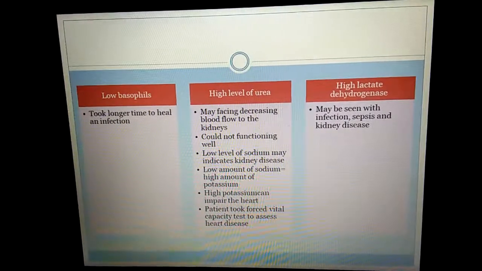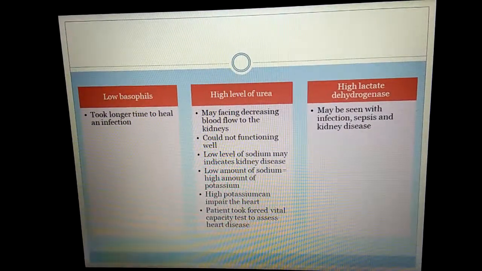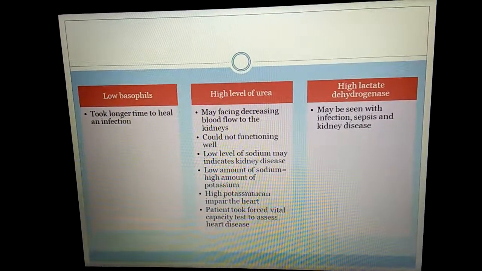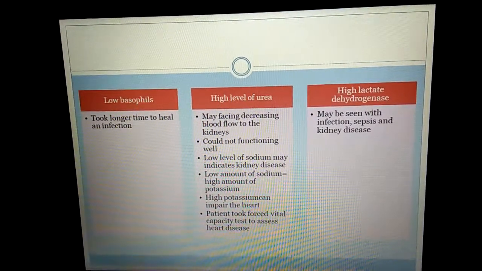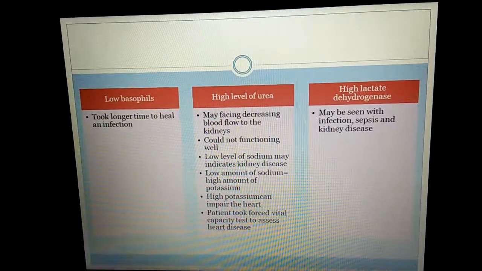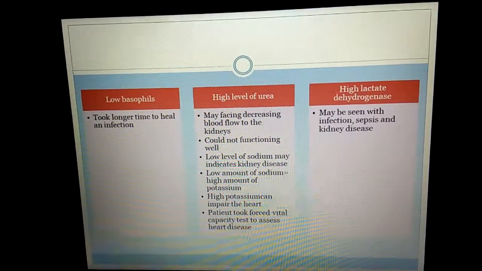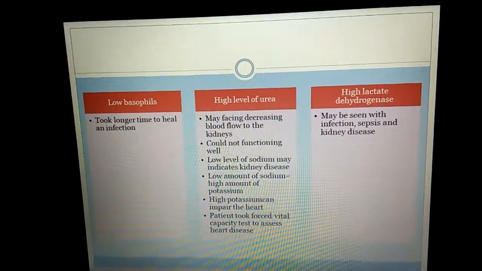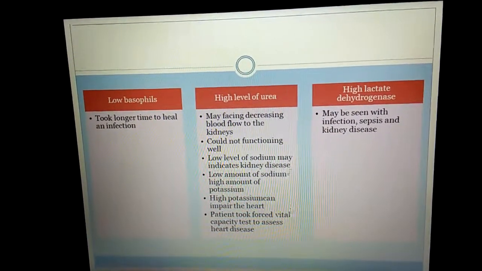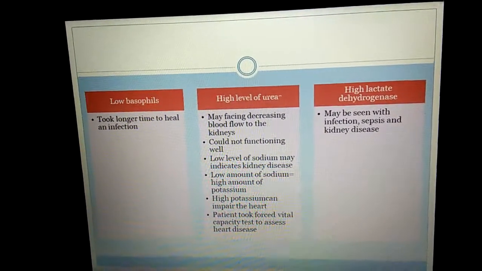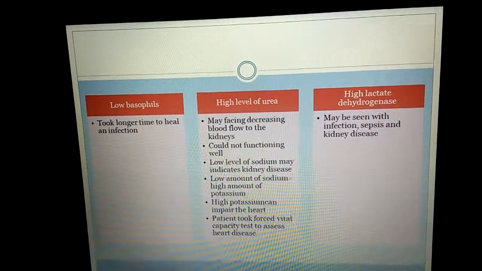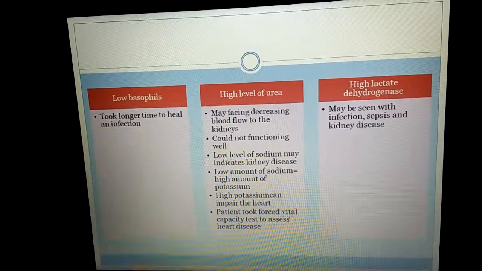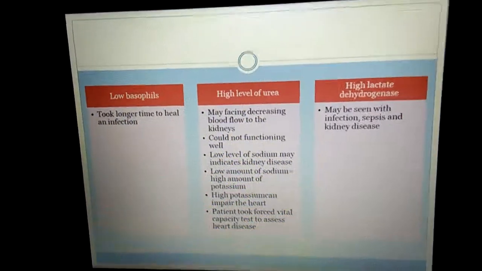For the high level of urea, the patient may be facing decreasing blood flow to the kidneys. It also indicates that the kidney could not function well. A low level of sodium may indicate kidney disease. A low amount of sodium means a high amount of potassium. High potassium can impair the heart. The patient took a forced vital capacity test to assess heart disease. High lactate dehydrogenase may be seen with infection, sepsis, and kidney disease.